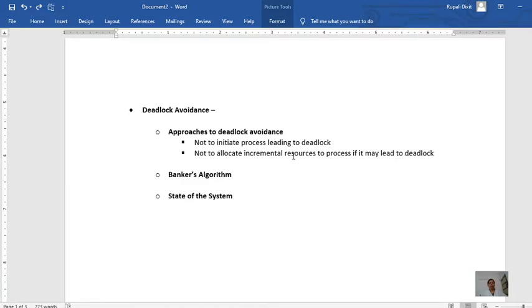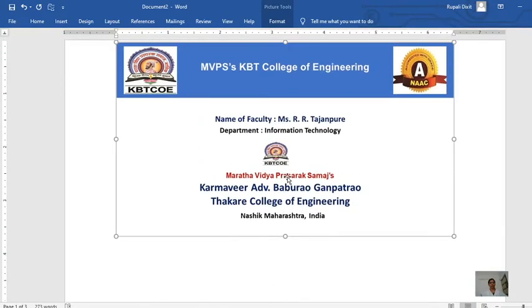So deadlock prevention means preventing any one or all of the 3-4 conditions which are necessary and sufficient for deadlock to occur. So we are focusing on avoiding all of that. Today we'll focus on the deadlock avoidance approach.